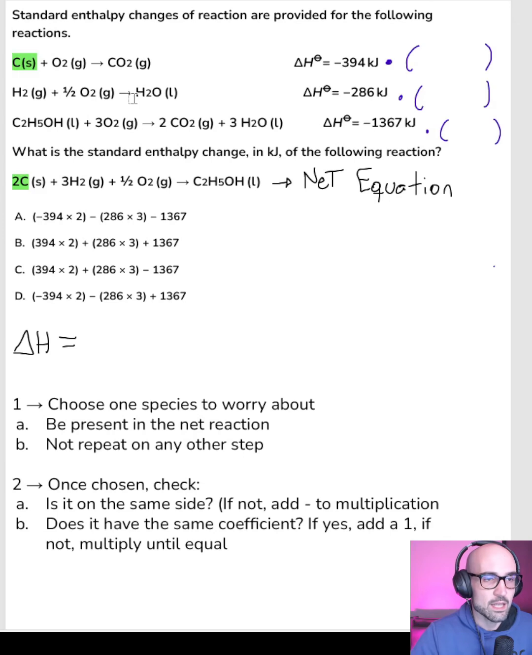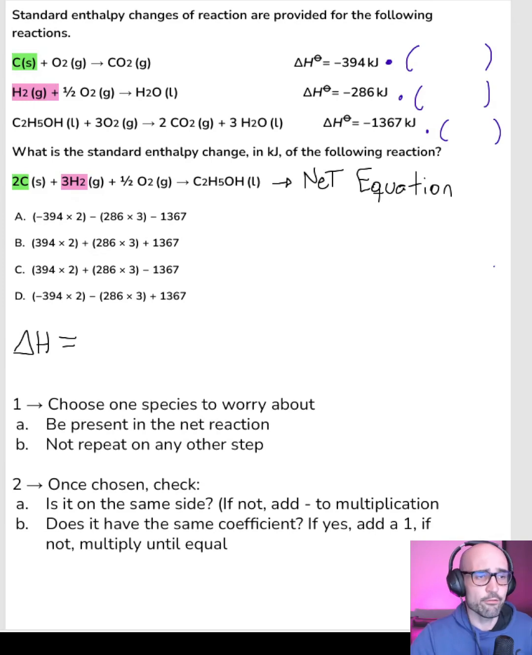Let's go to the second step. Well, water is not present in the net equation. Oxygen is, but it repeats on the other steps. So let's check hydrogen. Well, hydrogen is present on the net equation, and it does not repeat on any other steps. So we're going to pick hydrogen gas for the second step.